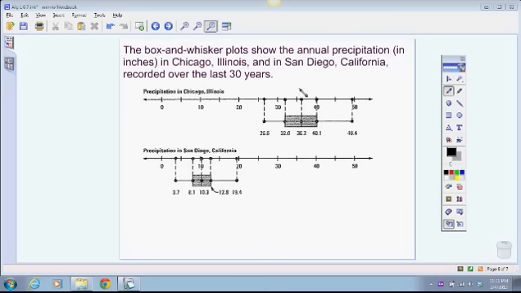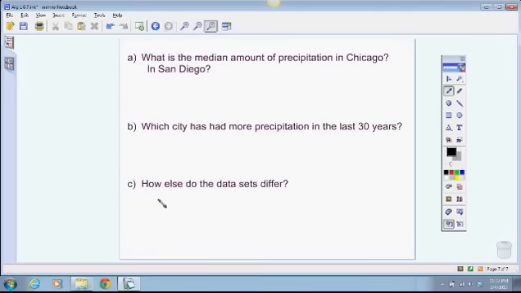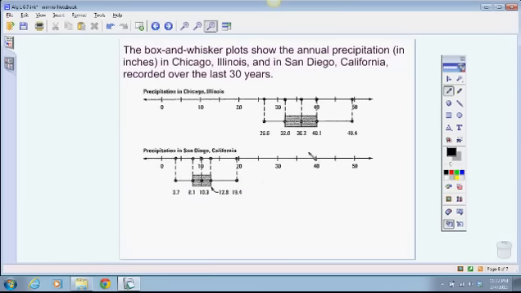Notice our number lines are the same. And usually when you do a double box and whisker plot, you don't necessarily have to make two number lines. You could just make one number line and plot both box and whisker plots underneath. But by doing that, you can compare them. So when given a double box and whisker plot, you're going to be given some questions you have to answer about it. So it's important to remember how to read box and whisker plots.